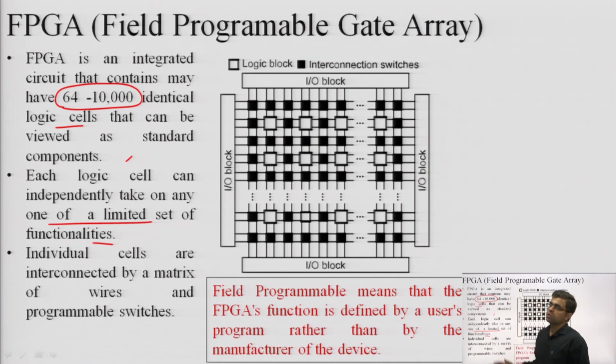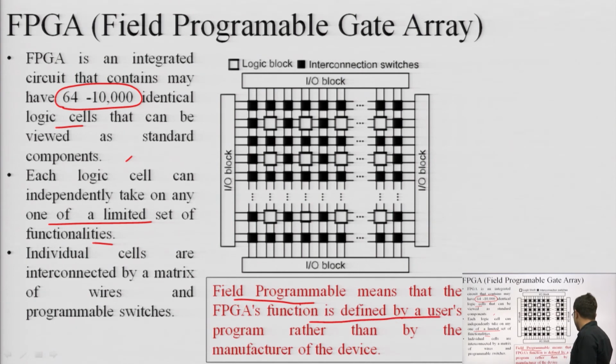So all those different logic cells will be connected together with the help of wires and switches. Whichever logic block you want to use, you can make that switch connection permanent, you can fuse that connection, and accordingly you can use that block. And to get more details, first of all, field programmable means that the FPGA's function is defined by the user program rather than the manufacturer of the device.